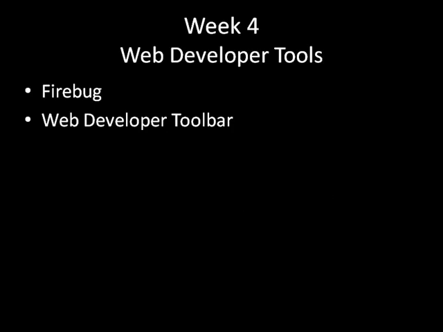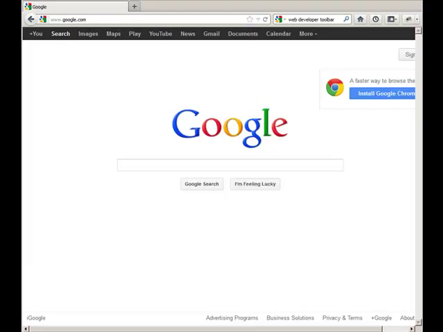So we're going to take a look at Firebug, and we're also going to take a look at the Web Developer Toolbar. I'm using Firefox for my browser, and these are all plugins for Firefox. Chrome has their own versions of some of these plugins, but I'm using the most recent version of Firefox. So to get started, I'm going to show you where you can find these tools.